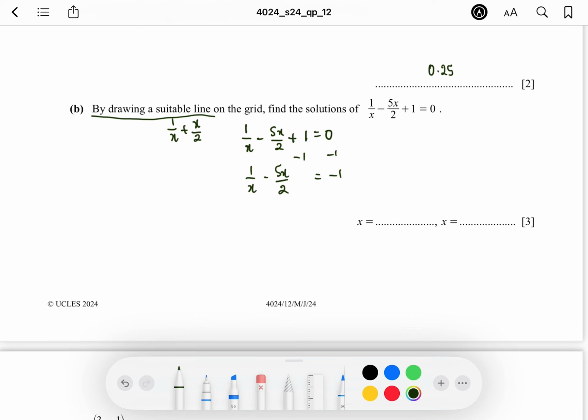So we have 1 over x minus 5x over 2. We don't want 5x over 2. We want x over 2. What do we need to add or subtract?